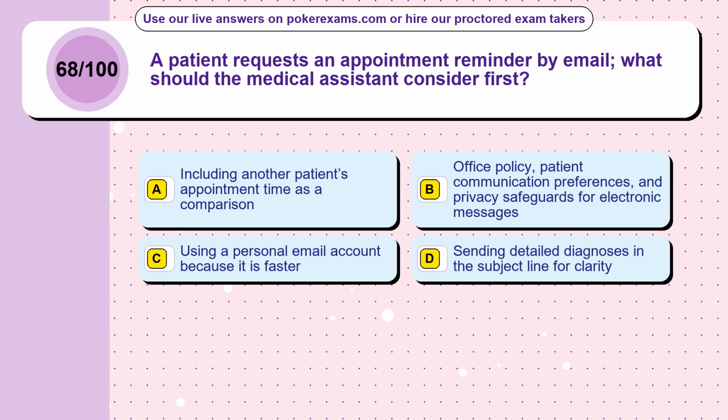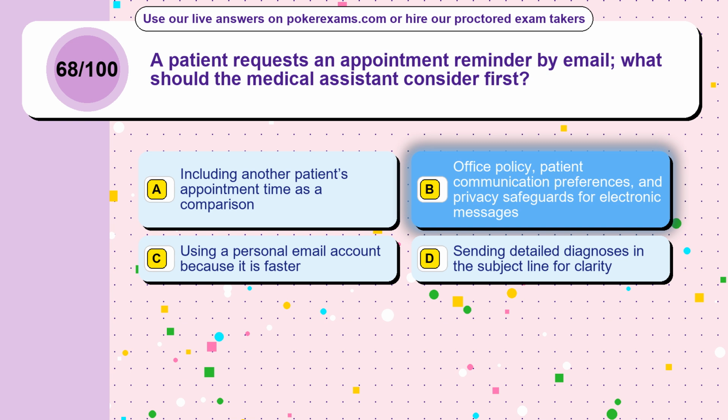Including another patient's appointment time as a comparison. Option B. Office policy, patient communication preferences, and privacy safeguards for electronic messages. Option C. Using a personal email account because it is faster. Option D. Sending detailed diagnoses in the subject line for clarity. The correct answer is option B.